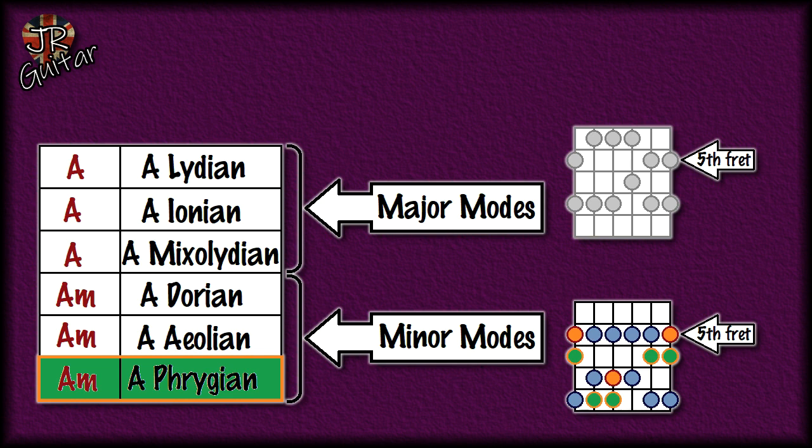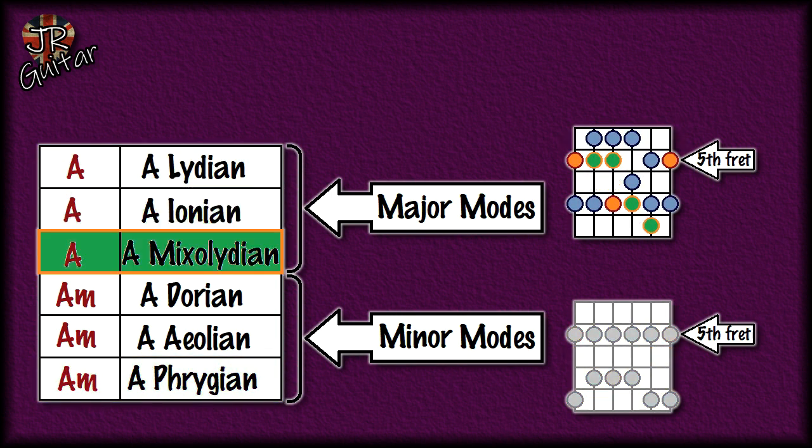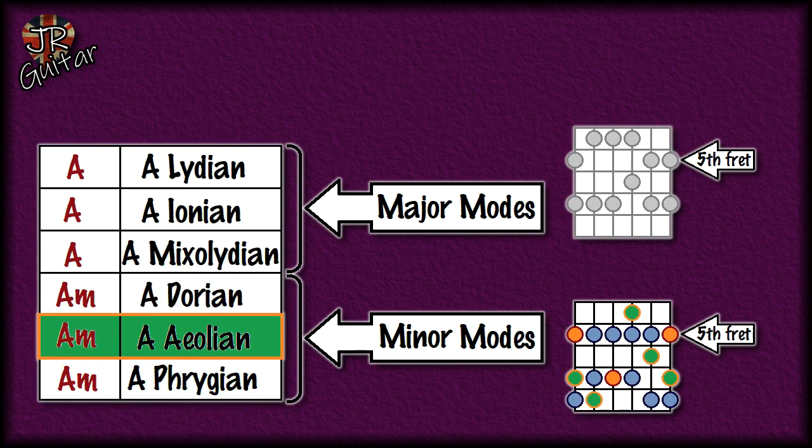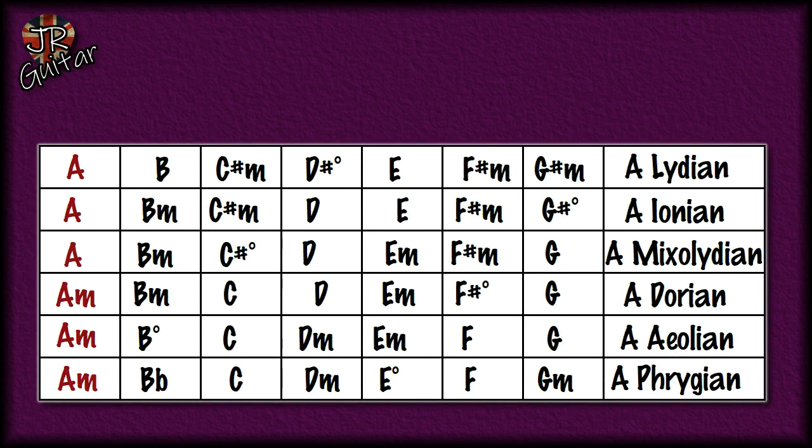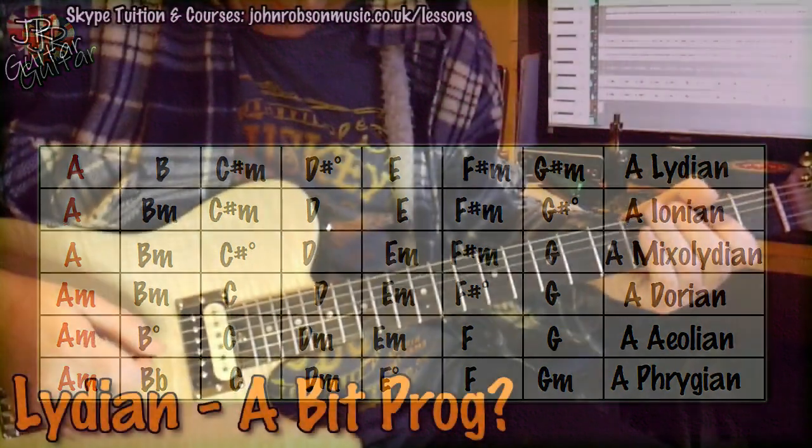Now let's hear what all of those modes sound like. Coming up next, you're going to hear me play a solo that runs through this list here: Lydian, Ionian, Mixolydian, Dorian, Aeolian and Phrygian, so you can hear what the different modes sound like.